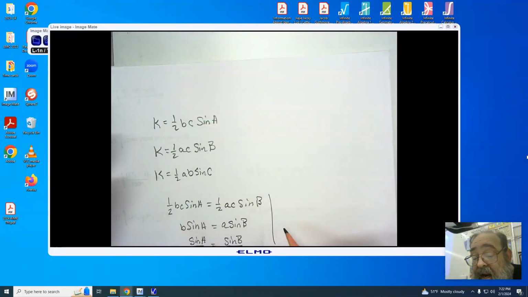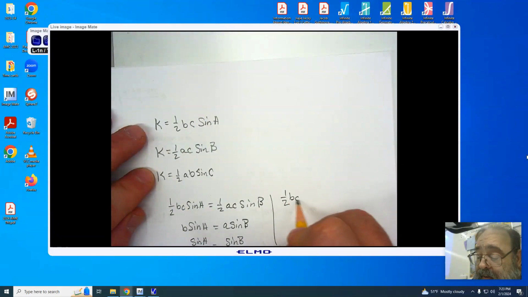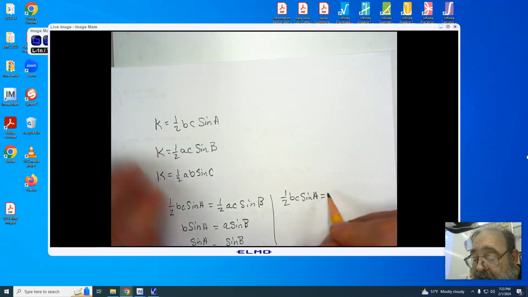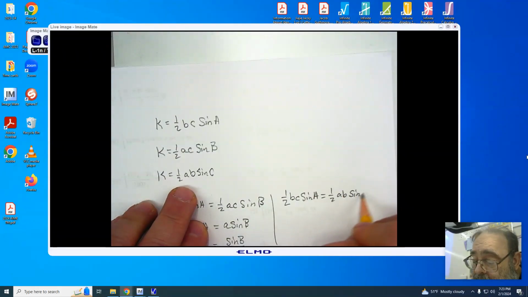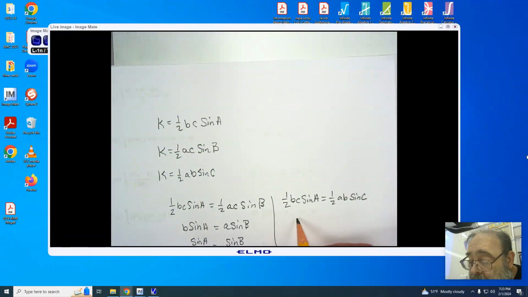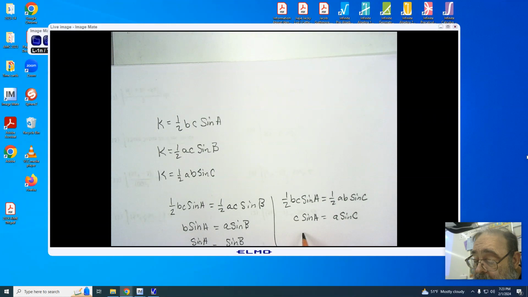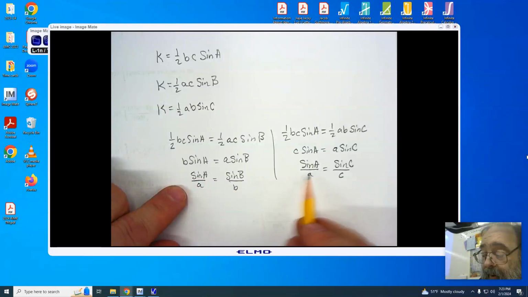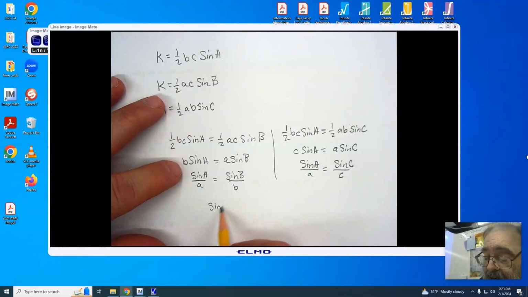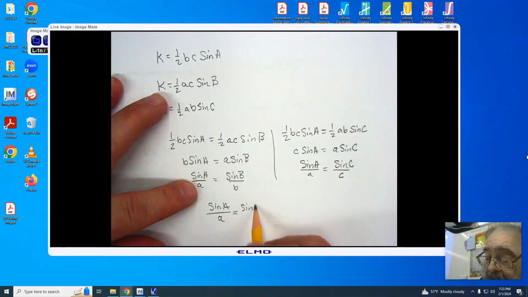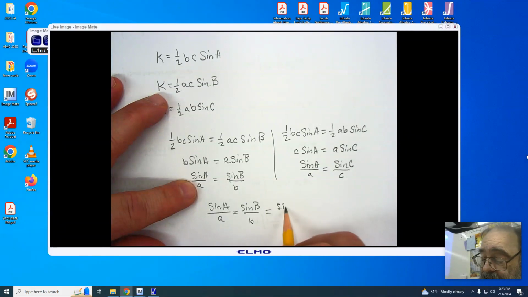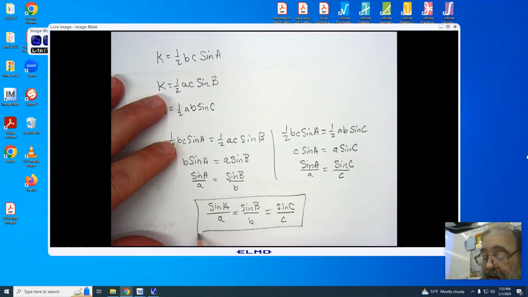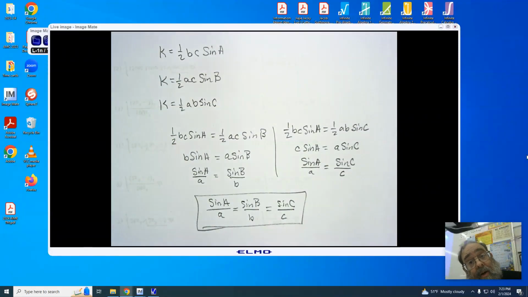If I do the same thing with any two other triangle areas, let's do 1/2 BC sine A again, and set it equal to 1/2 AB sine C. Notice that the 1/2s cancel, the B's cancel, and we have C sine of A is equal to A sine of C, and therefore we have sine of A divided by A is equal to the sine of C divided by C. Well, putting it together using the transitive property where A is repeated twice, I can say that the sine of A divided by A is equal to the sine of B divided by B, which is equal to the sine of C divided by C. This is often referred to as the law of sines. This is what we are going to work with today.